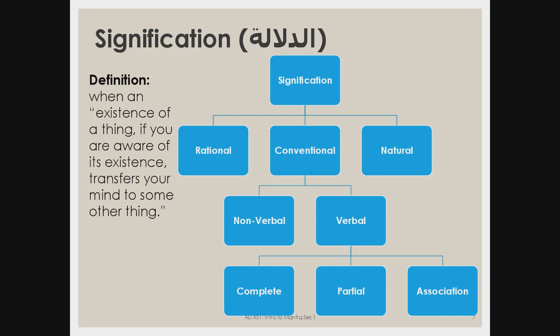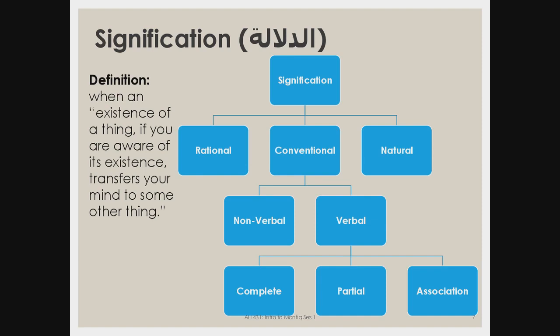Non-verbal is basically when you're stopped at a traffic light. You're driving, and all of a sudden you see a red light. You become aware of the red light, and what do you do? You stop. Why did you stop? You stopped because you told yourself that the red light signifies that I must stop. But who came up with this? Is that what the red color meant from the time it was created? No, that's not what it meant.